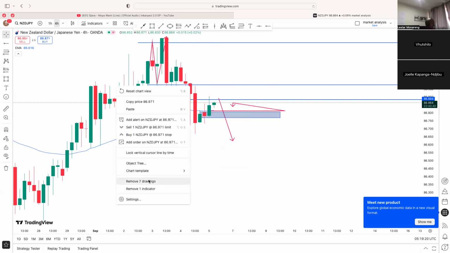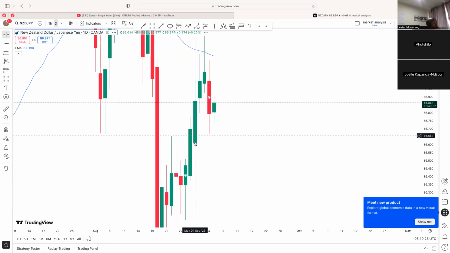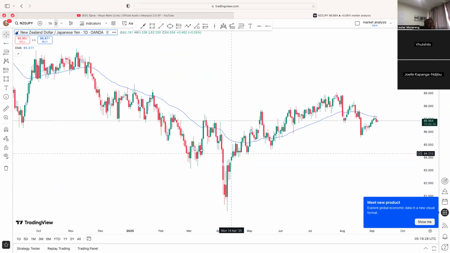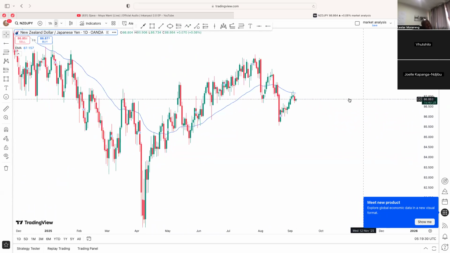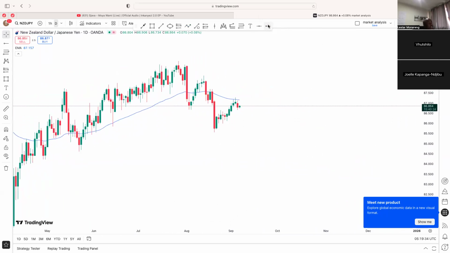That's all I will be waiting for in terms of NZDJPY. But NZDJPY, we're selling. Beautiful, beautiful trade. We are definitely selling NZDJPY.